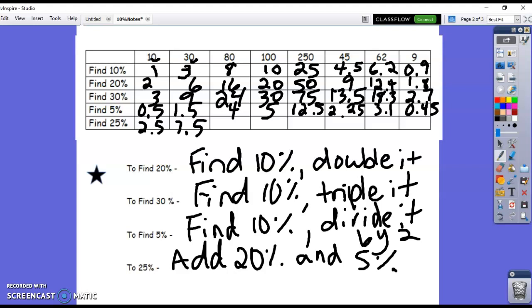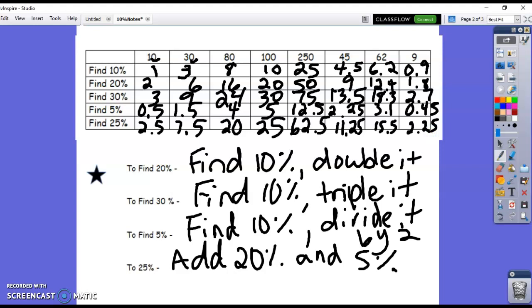All right, let's check. 25% of 80 is 20. 25% of 100 is 25. 25% of 250 is 62.5. And 25% of 45 is 11.25. 25% of 62 is 15.5. And 25% of 9 is 2.25.